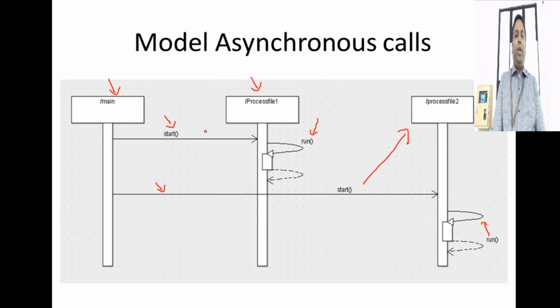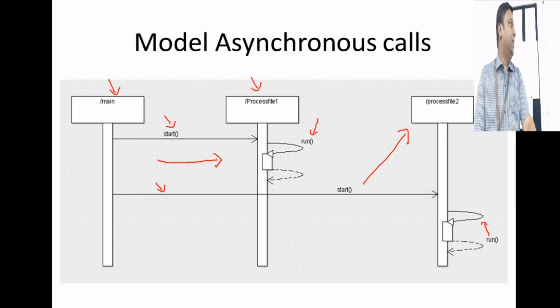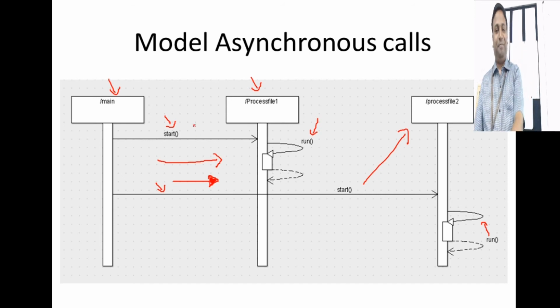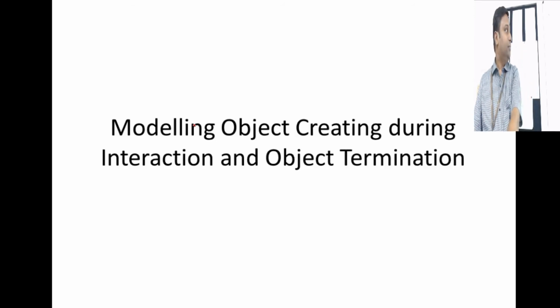So when you're talking about asynchronous calls, the notation is just give a line, the arrowhead should be this. That's the arrowhead. Synchronous calls, what's the arrowhead? You give a line like this and then you shade it like this. Okay. Is it clear?